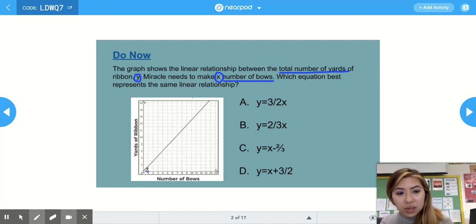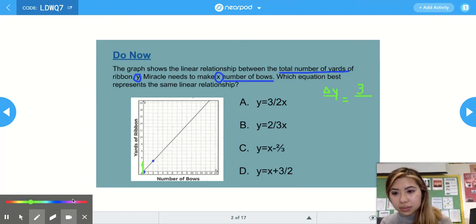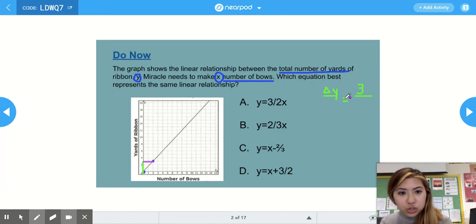So what we can do is we can find 2 points and then find our change in y over our change in x. I see that this is not a good point because it's not at an intersection of the grid. This is a good point because it's at an intersection of the grid. The numbers are small, but my change in y, if this right here is 2, one more would be 3. So my change in y is going to be 3 over my change in x, which is 2. So my constant of proportionality is 3 over 2.